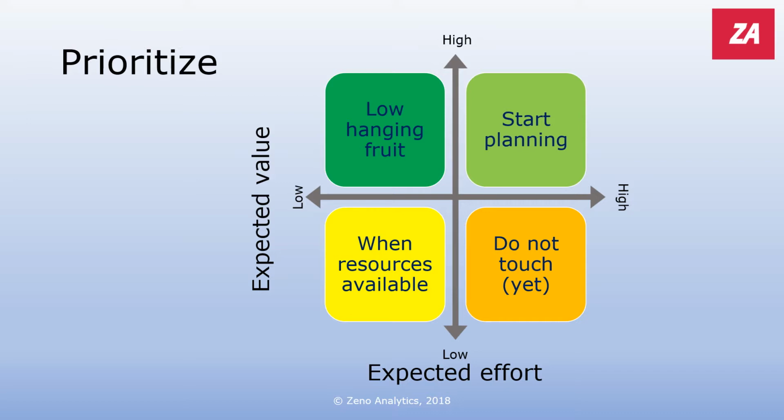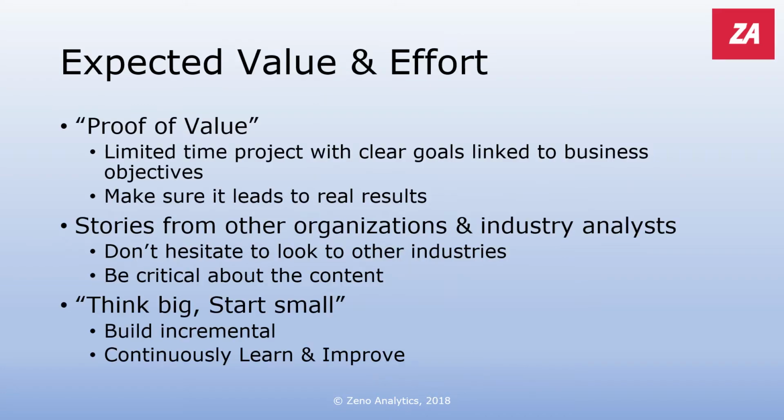You might identify that there is actually an influence of some of those on other high value ones, and they may move across this matrix. So it's not fixed in time. You need to reevaluate this prioritization matrix on a regular basis.